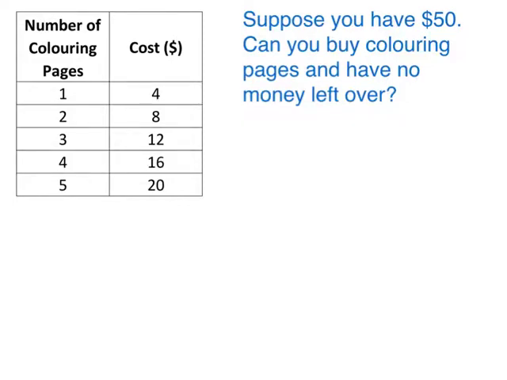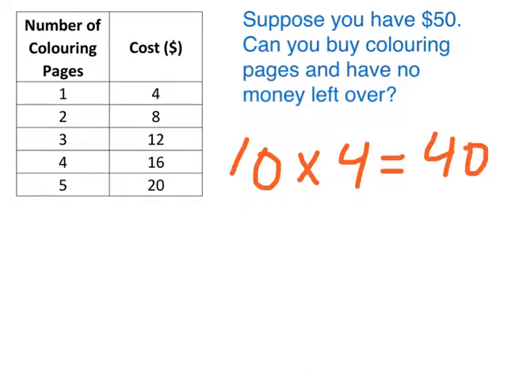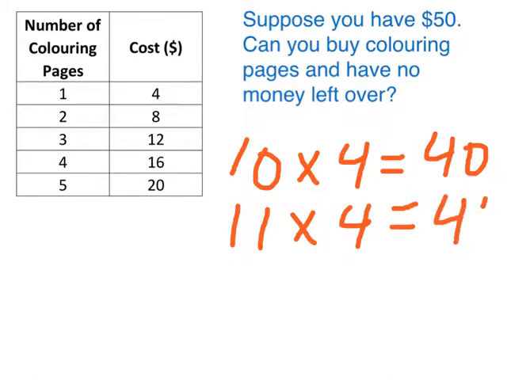So like all math problems, there are many ways to solve this problem. One way you could solve this problem is start with a simple multiplication. I know that 10 times 4 is 40. So that means if I had 10 coloring pages, it would cost me $40. Now that's getting close to 50, but we're not quite there.